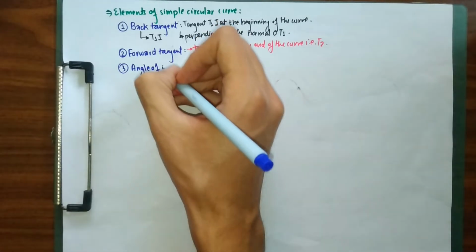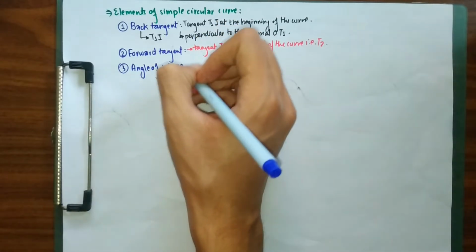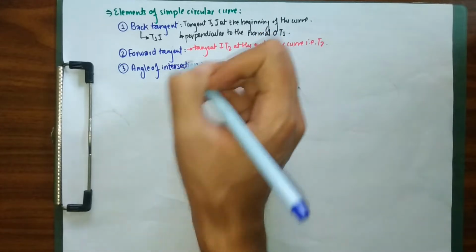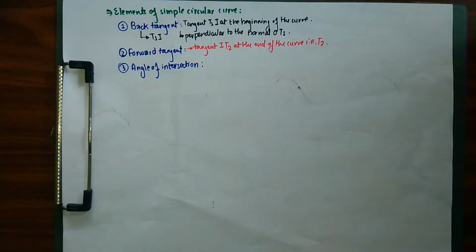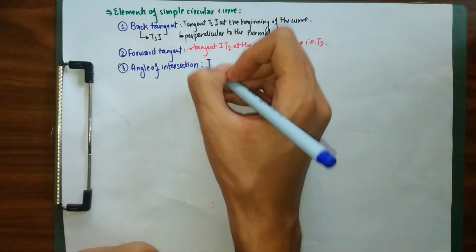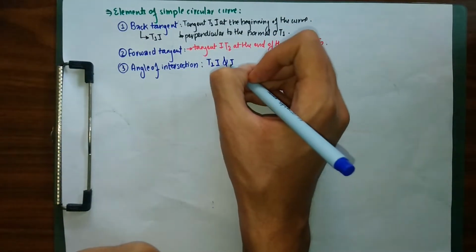Angle of intersection. So what is angle of intersection? We'll explain this by our figure. Our angle of intersection is simply the angle between our back tangent and our forward tangent. So we have our back tangent, which is T1I, and we have our forward tangent IT2.